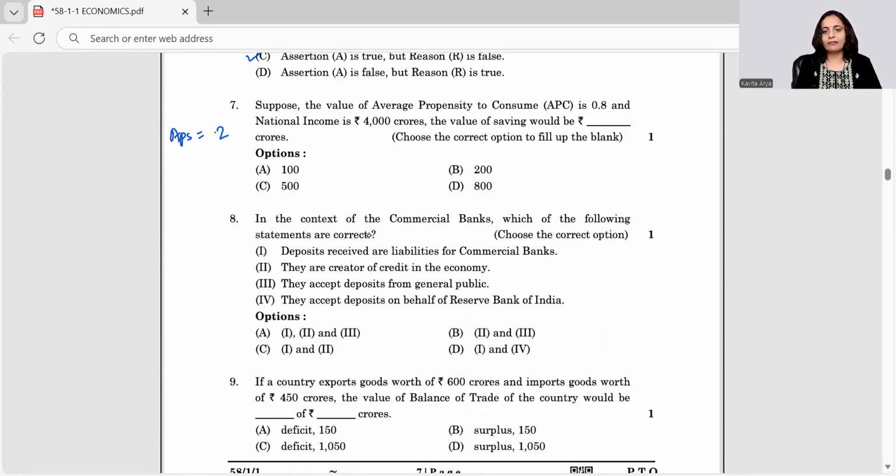What is the formula of APS? APS is equal to S by Y, and we are given this to be equal to 0.2. So the S would be equal to 0.2 into Y. And what is Y given to us? Y is 4,000. So what is the value of 0.2 of 4,000? That comes out to be 800. So this is my answer.